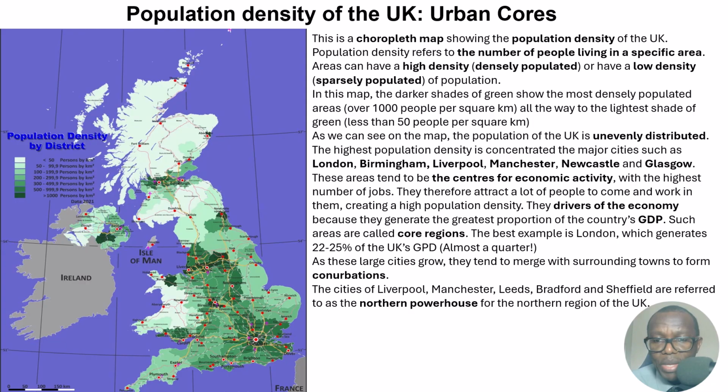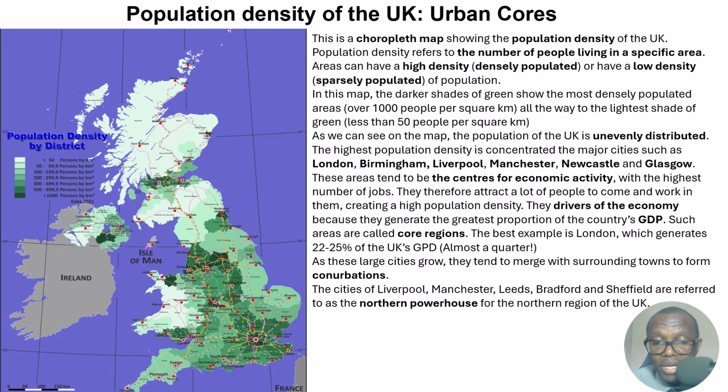As you can see on the map, the population of the UK is unevenly distributed. That means that it's not equally distributed across the country. The highest population density is concentrated in the major cities, such as London in the southeast, Birmingham, Liverpool, Manchester, Newcastle, and Glasgow. These areas tend to be the centers for economic activity, so they tend to have the highest number of jobs. They therefore attract a lot of people to come and work in them, and that is what creates a high population density.